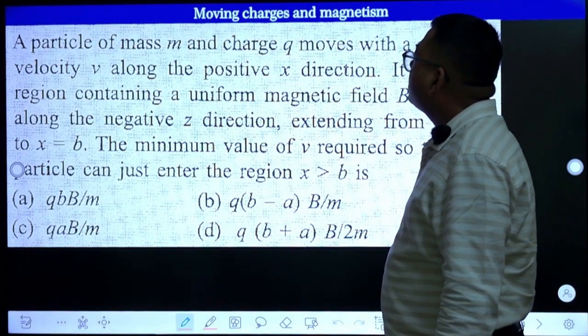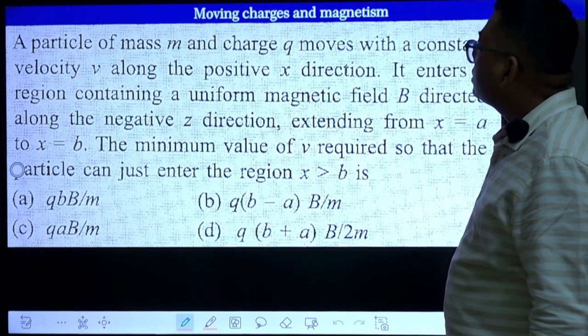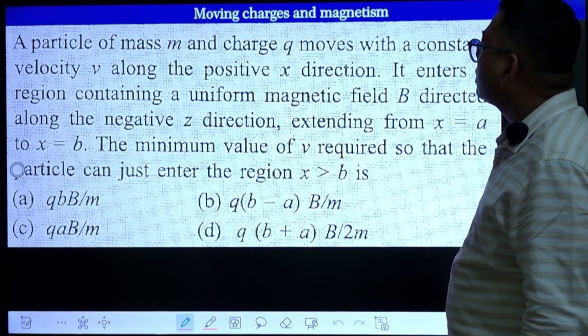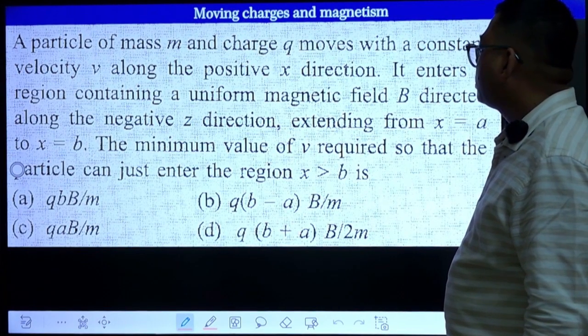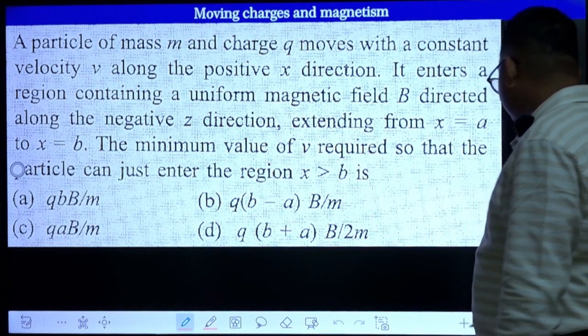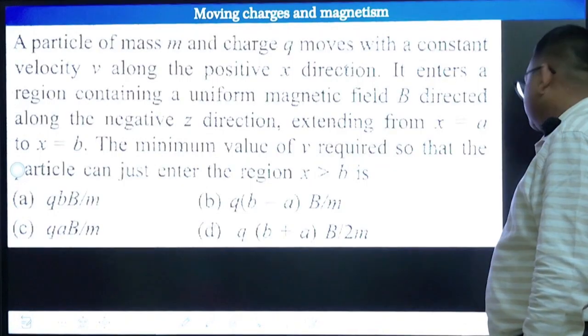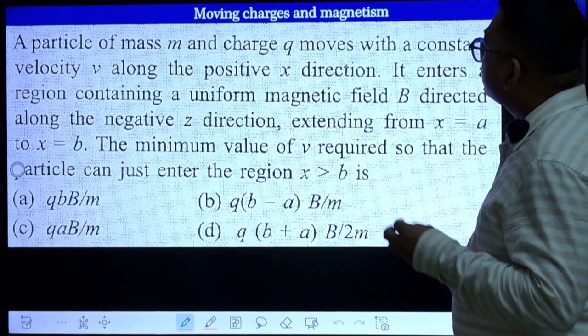A particle of mass m and charge q moves with a constant velocity v along the positive x direction. It enters a region containing uniform magnetic field directed along the negative z direction, extending from a to b. Find the minimum value of v required so that the particle can just enter the region. So let us try to understand this question. The charged particle q and m is moving along the positive x-axis, right?